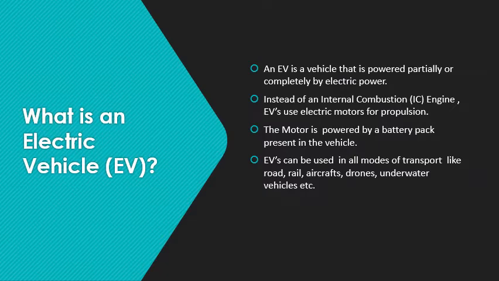What is an electric vehicle? I guess most of you probably know the answer. An electric vehicle or EV is a vehicle that is powered partially or completely by electric power. Instead of a traditional IC engine which is used in most cars, EVs use electric motors for propulsion. The motor is powered by a battery pack present in the vehicle. EVs are used in all modes of transport like road, rail, aircrafts, drones, etc. In this video, we shall focus more on electric cars.